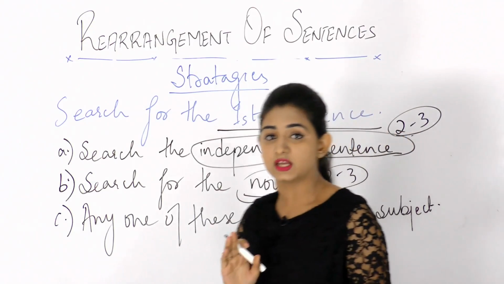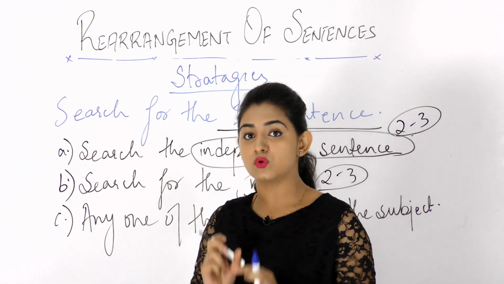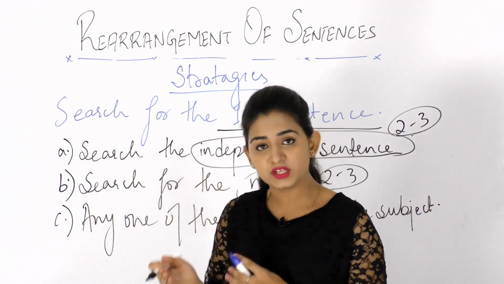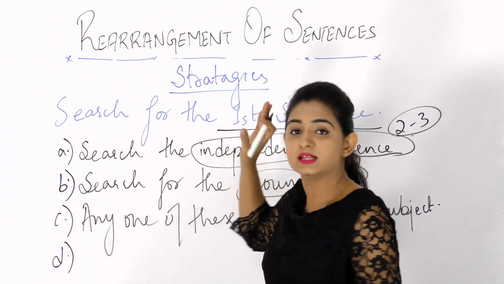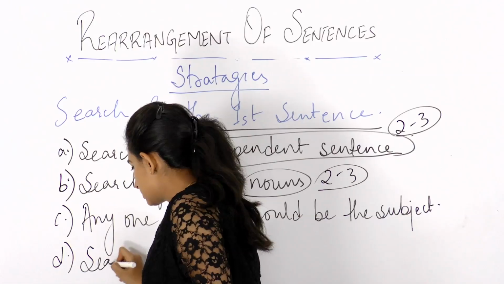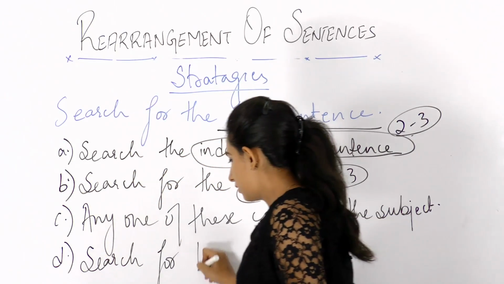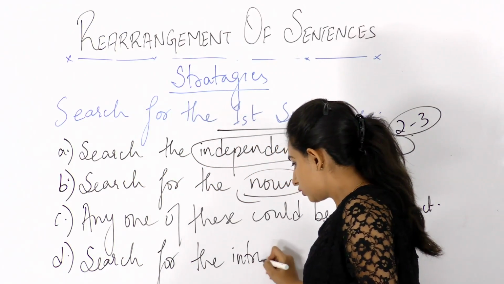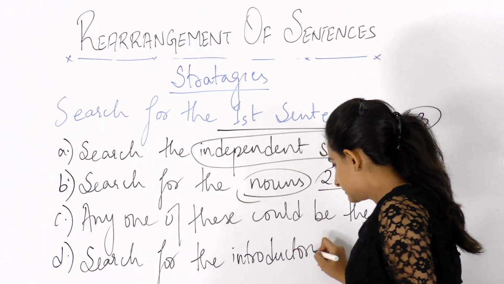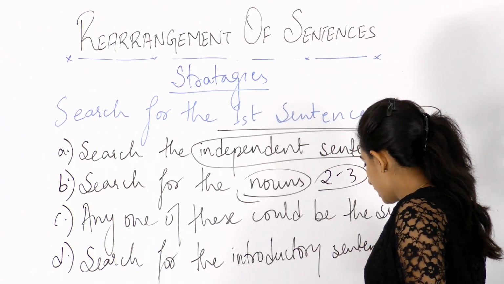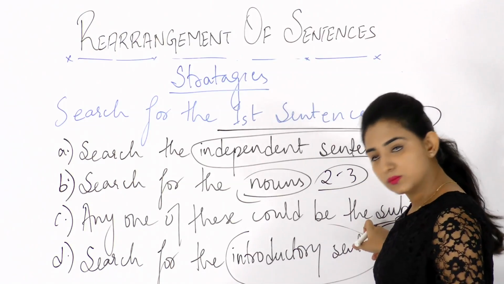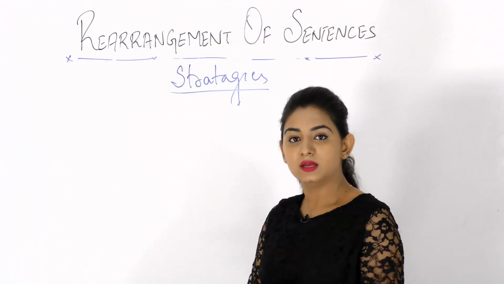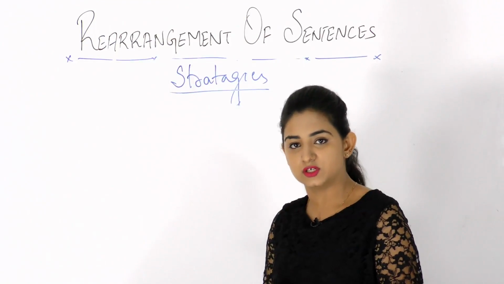Now you know the subject. You don't know the introductory part. You only know the subject of which the rearrangement is given. Last thing to know the first sentence is to search for the introductory sentence, the sentence which introduces the subject that you found in the previous step. Now you know which of the following is the first sentence.